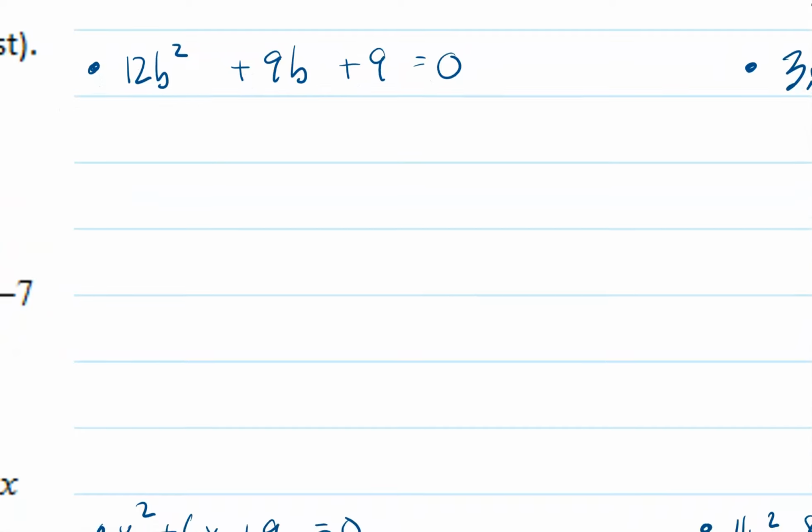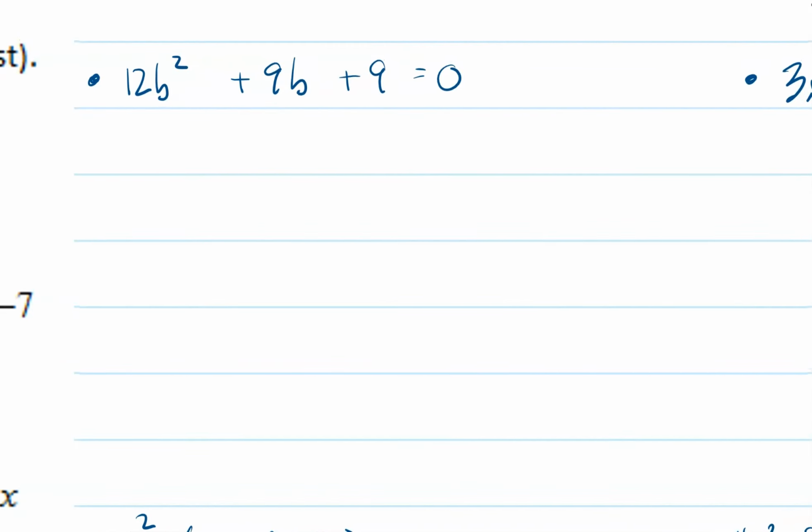Now again, I'd like to calculate my discriminant value. So first I'll need my A, B, and C values. And since I have a quadratic expression equal to 0, I know that I can identify my A values, B values, and C values pretty easily. So A is 12, B is 9, and C is also positive 9.